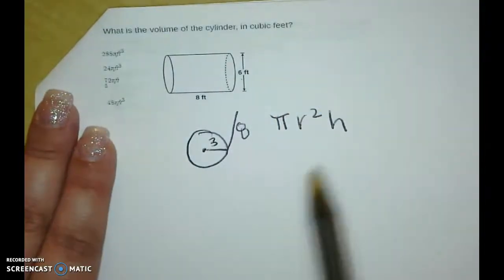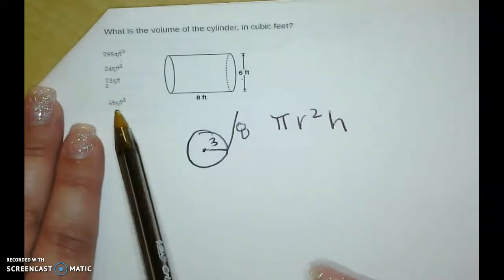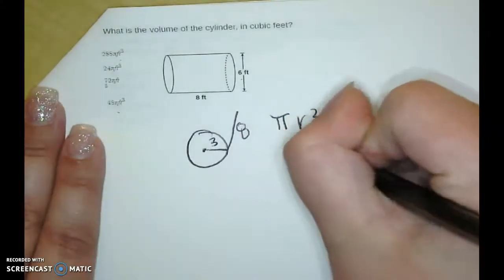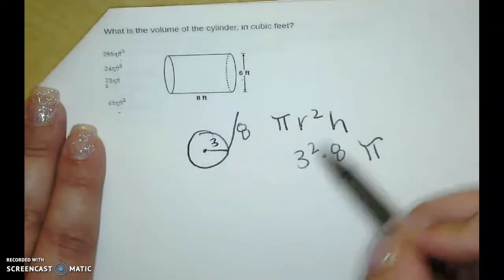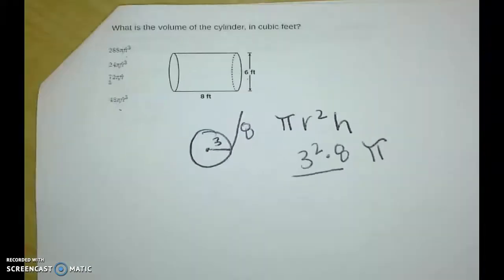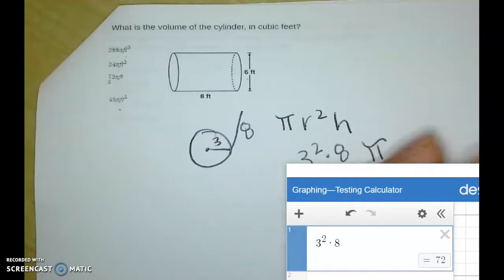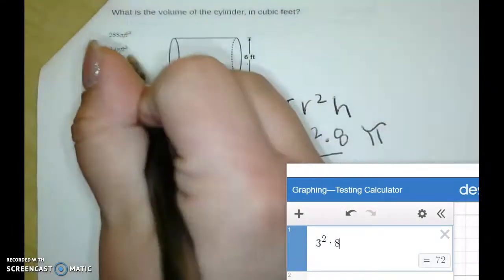Now, again, stopping and checking my answer choices. I notice I do have pi inside of them, so I'm going to bring pi to the end. And so I'm just going to do r squared times h. So 3 squared times 8. So I'm going to go type that in on Desmos. 3 squared times 8. So I get 72, but it's 72 pi. Okay? So the correct answer is this third one right here.